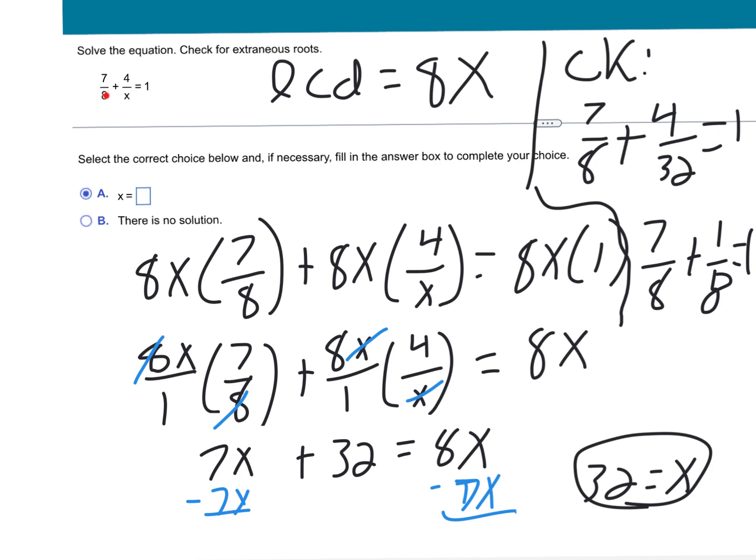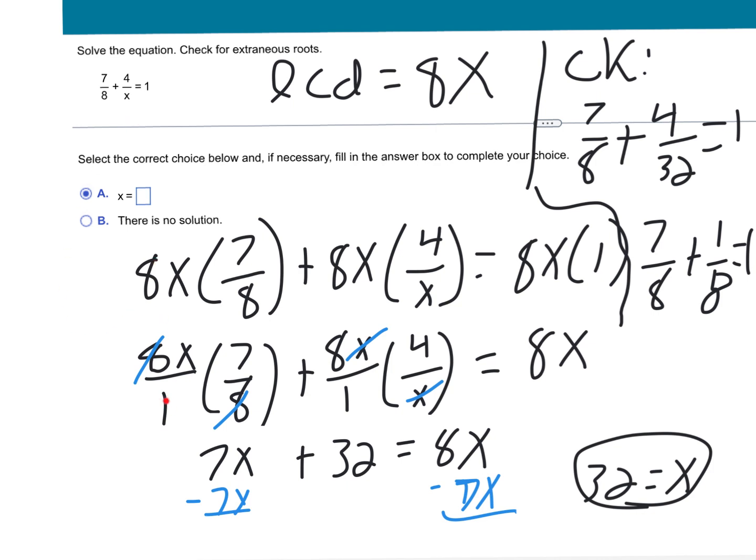So what do you do with that least common denominator? Well, you multiply each term here by it. So you multiply the 7/8, the 4 over x, and the 1 by it. Then when you simplify, it'll eliminate the fractions. That's the purpose in it.